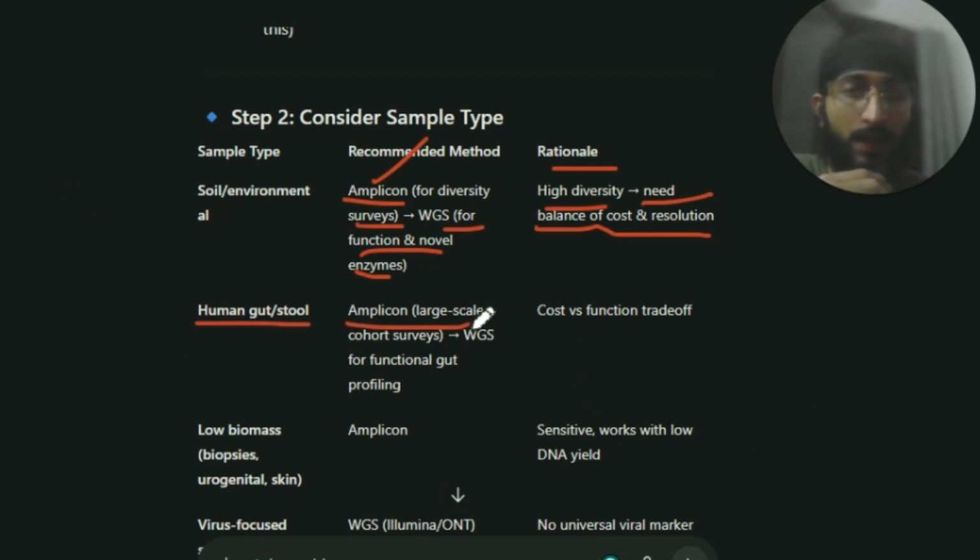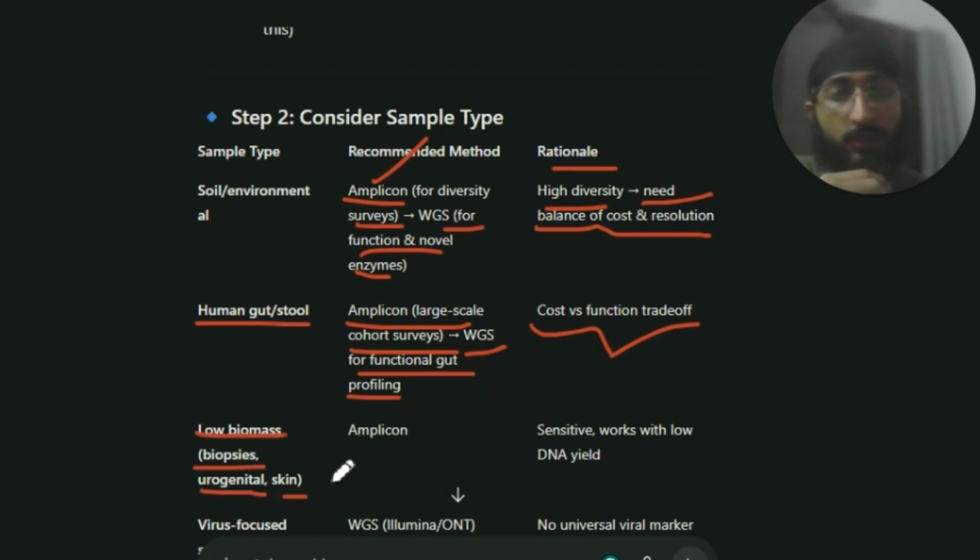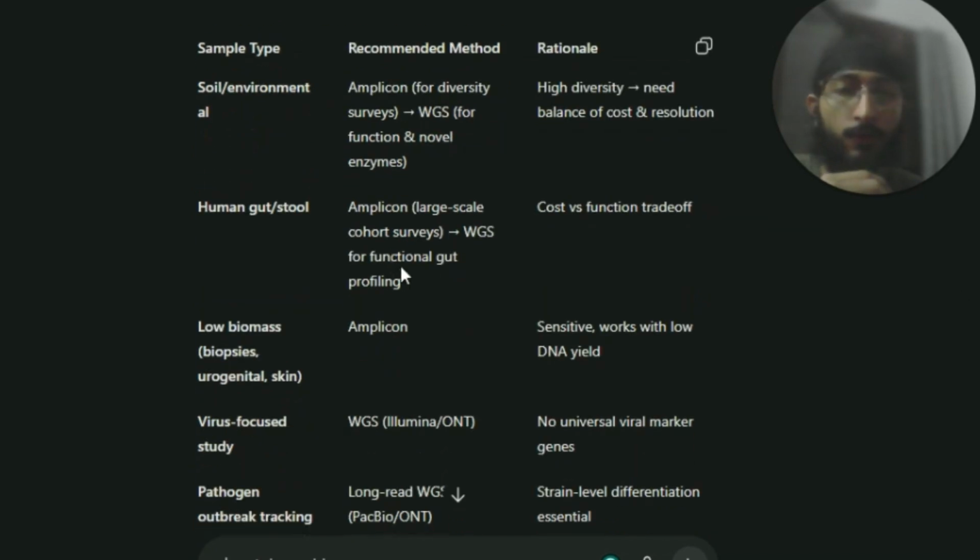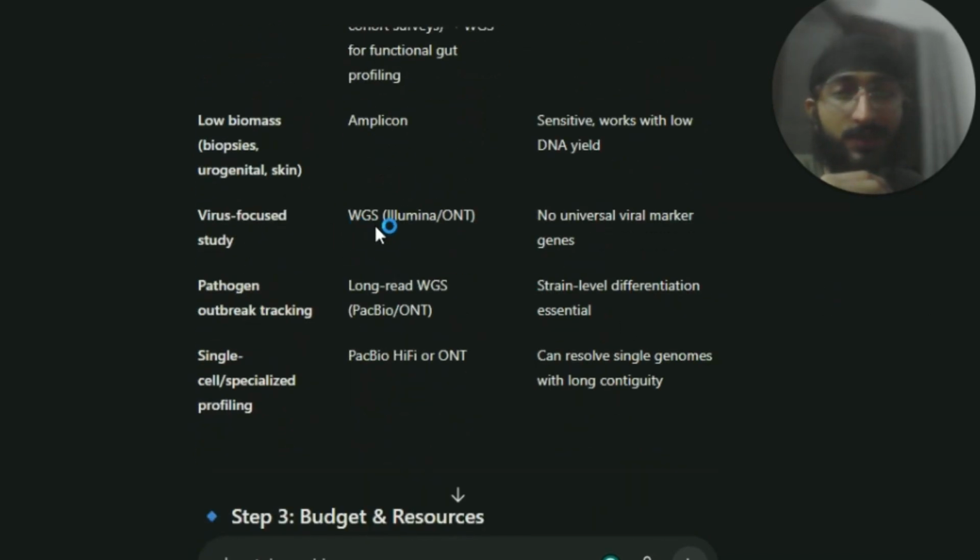Then human gut or stool, Amplicon for large scale cohort surveys to WGS for functional gut profiling, a cost versus function trade off. Low biomass, biopsies, urogenital, skin, again Amplicon because it is sensitive and works with low DNA yield. Moving on, virus focus study, we use WGS, using Illumina or ONT, since there are no universal viral marker genes. Then pathogen outbreak tracking, long read WGS like Pacific Biosciences or ONT, because strain level differentiation is essential here. And single cell specialized profiling, again PacBio Hi-Fi or ONT, since we can resolve single genomes with long contiguity.